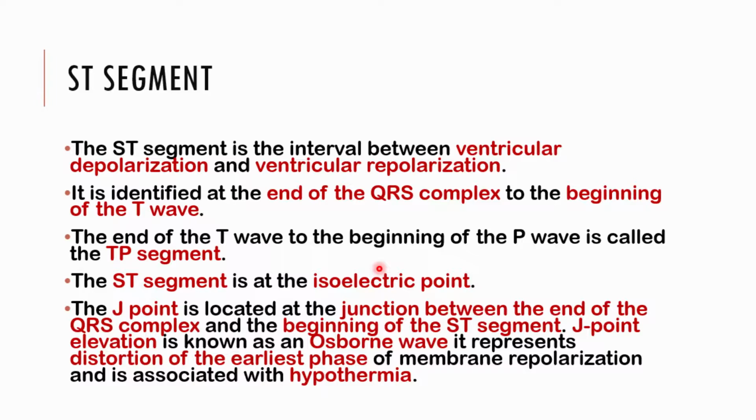the non-ST segment elevation myocardial infarction. And the point where the QRS complex meets the beginning of the ST segment, you refer to as the J point. I presume J is for junction point or joining point. This J point sometimes could be elevated and form a wave known as an Osborn wave. If you get an Osborn wave, this is showing you that there is a distortion in the early phase of the membrane repolarization. And this is very common in patients that have hypothermia.